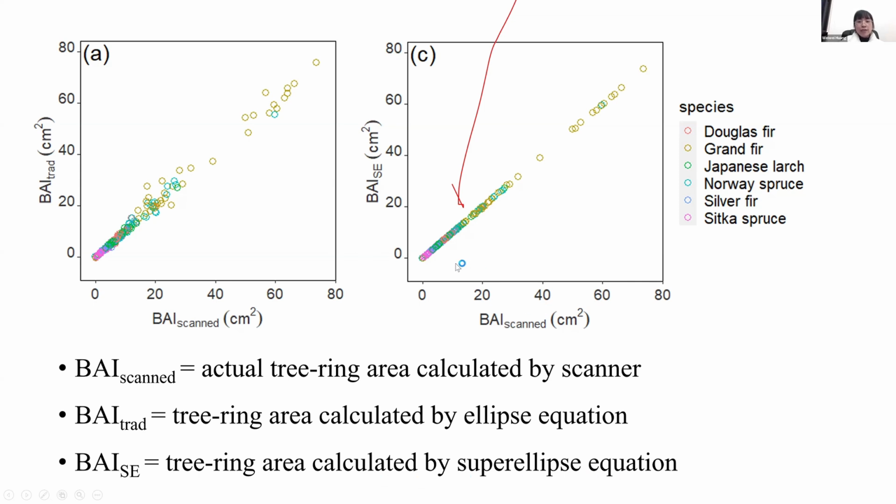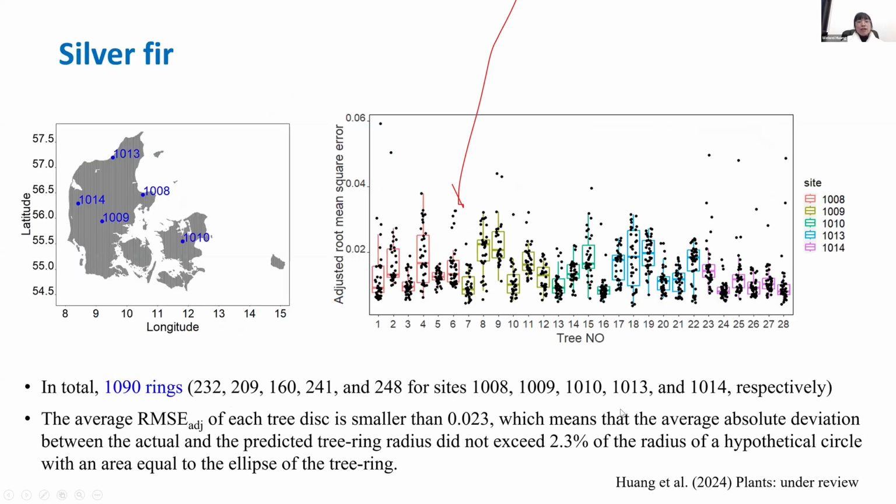So we can see the superellipse equation fits the actual basal area increment very well. It's much better than when we use the ellipse function to calculate the basal area increment. This is our study, which we published this year in Trees, Structure and Function. We analyzed 6 discs, 1 disc for each conifer species.